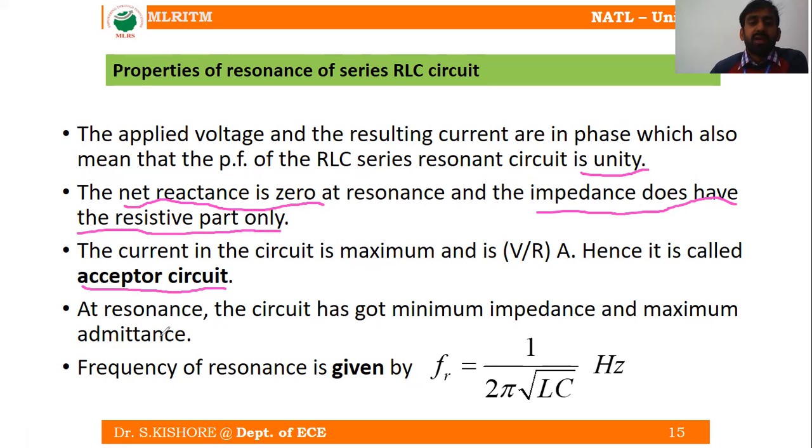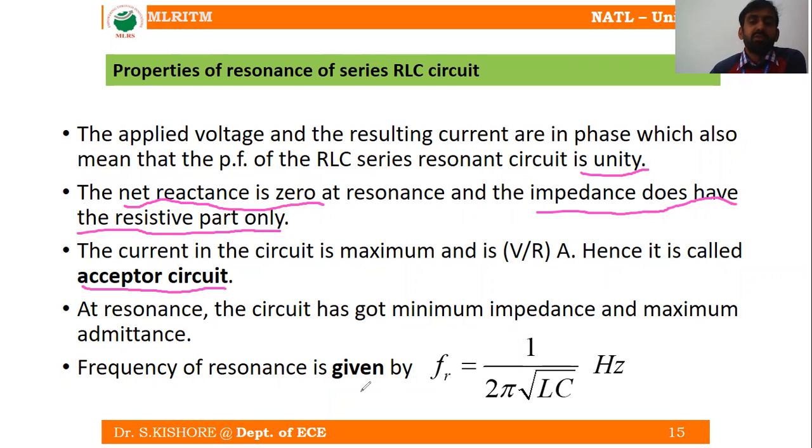So at resonance, obviously the circuit is going to have the minimum impedance and the maximum admittance. Admittance is nothing but the reciprocal of impedance. If the impedance is minimum, obviously the admittance is going to be maximum.